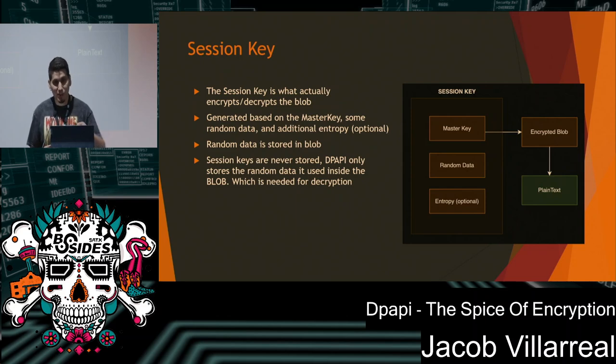It does sound really secure, but one thing to know is that if the process does use entropy, that secret is also stored on the computer. So it's not super secure, it's just another layer of security. And the random data that gets used gets stored in the blob. The blobs are opaque, so they're not completely unreadable. If you look at the blobs, you could get certain information out of them, like the master key GUID, along with the random data. Every time it creates the session key, it looks at the blob, sees the random data, and uses that to generate the session key. It then decrypts the encrypted blob back to plain text.